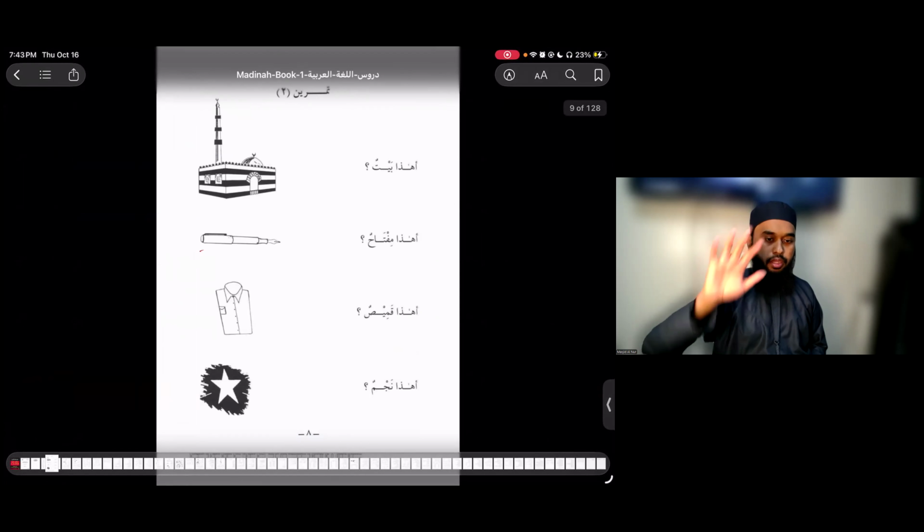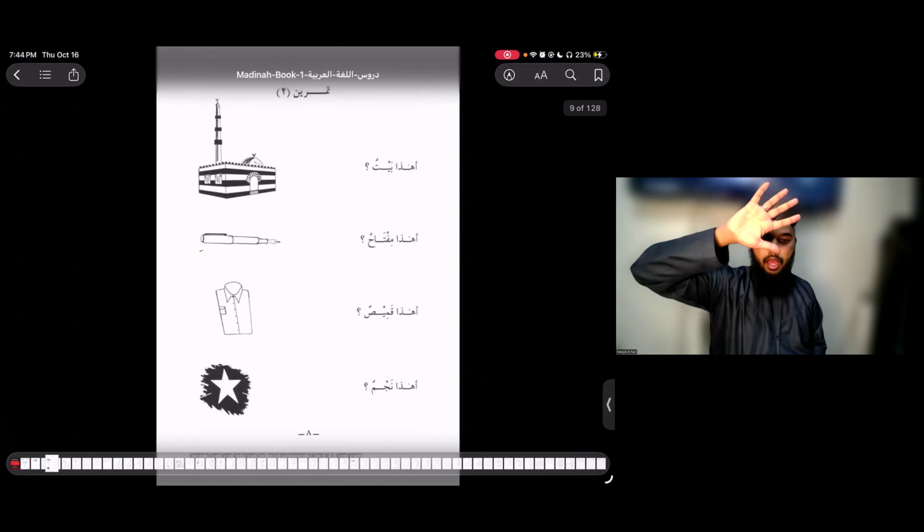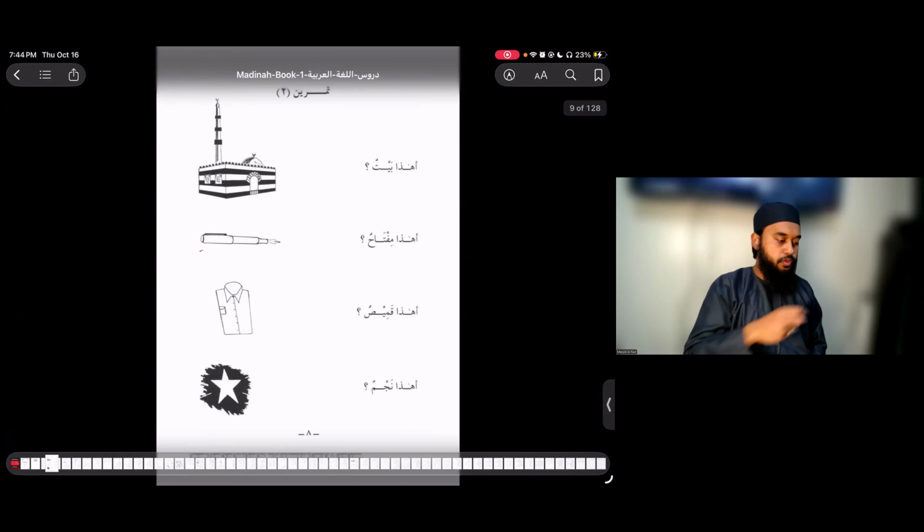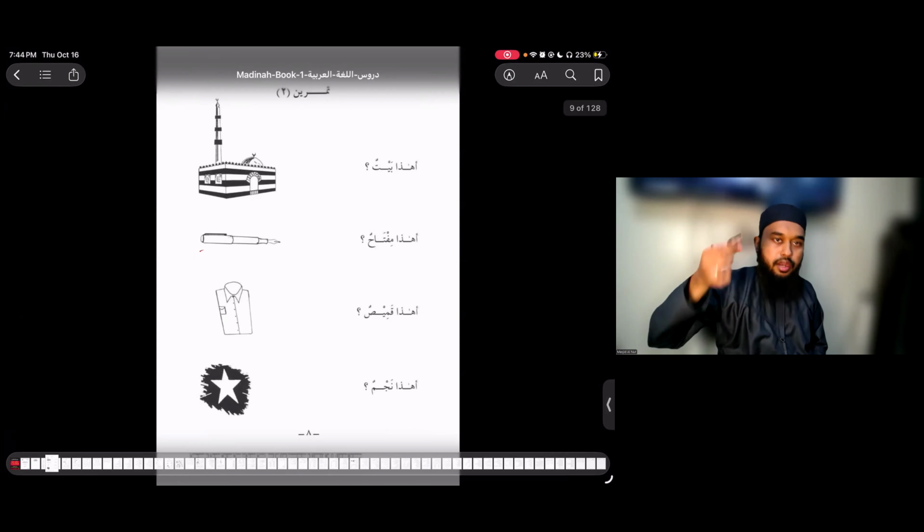Multiple examples like, look, my hand, يد. هذا يد. نعم هذا يد. Simple words that we may know, right? And you could use anything. هذا AirPods. نعم هذا AirPods.